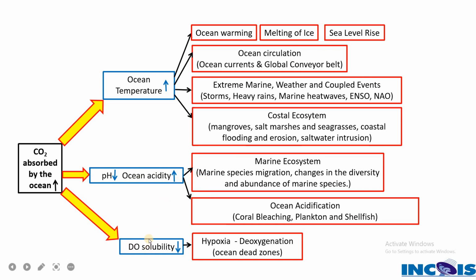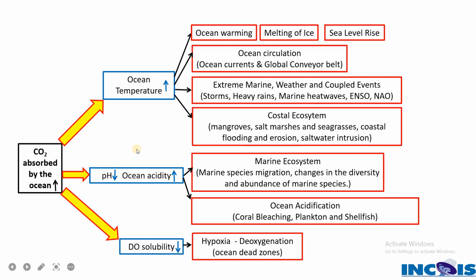Okay, and similarly when ocean water becomes warmer, what will happen? The dissolved oxygen solubility will reduce. The capability of the seawater to dissolve oxygen will reduce. For example, if you mix oxygen in cold water and warm water, in which water will the oxygen be highly dissolved? Obviously in cold water, because in warm water the solubility of the gas is less than in cold water. So as the ocean temperatures are increasing, the solubility of dissolved oxygen will reduce.